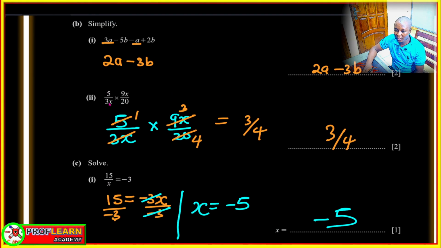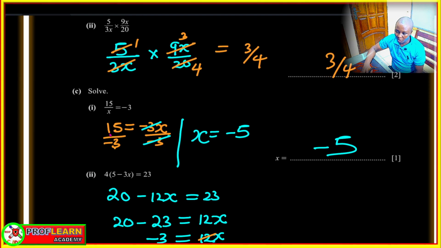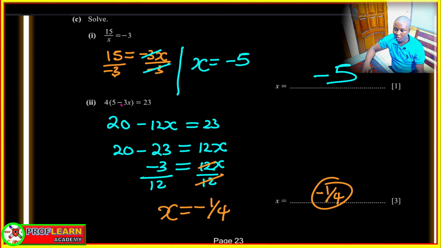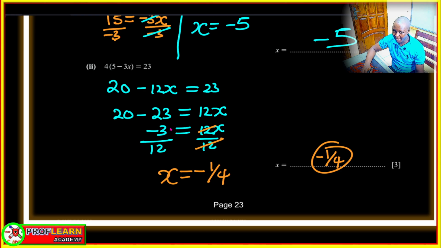Here we are given 5 over 3x times 9x over 20. 5 can divide 20 4 times. 3x can divide 9x 3 times, and the final answer becomes 3 over 4. Solving this equation, we are going to multiply by x both sides, then we divide by -3 both sides as well, and the answer becomes -5. Solving such an equation, first open the bracket and then put the like terms together for you to solve, and if you do that, you are going to get all your marks.